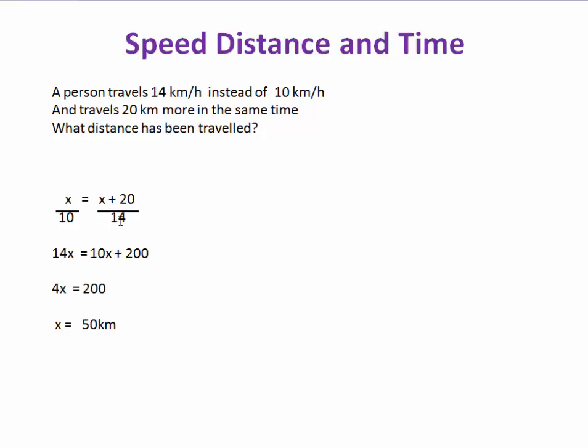And then cross multiplying, we get 14x equals 10x plus, don't forget to multiply this by 10, 200. And then when we bring this 10x over here, so that's 14x minus 10x is 4x equals 200. So x is 50 kilometers.